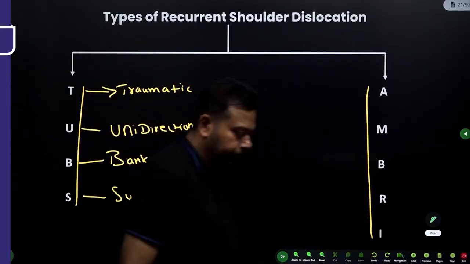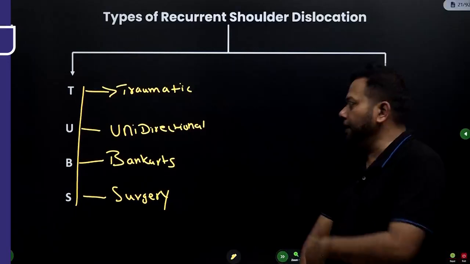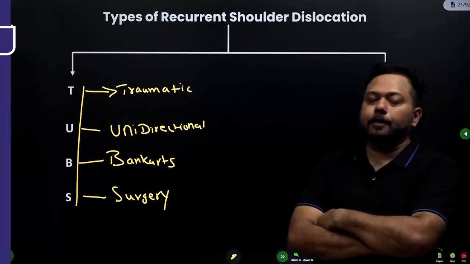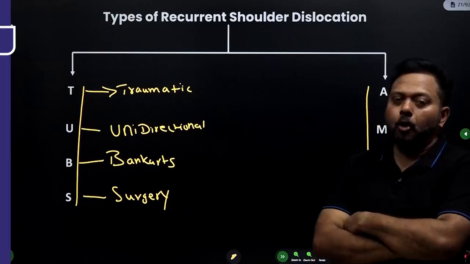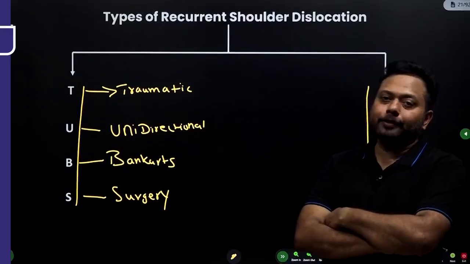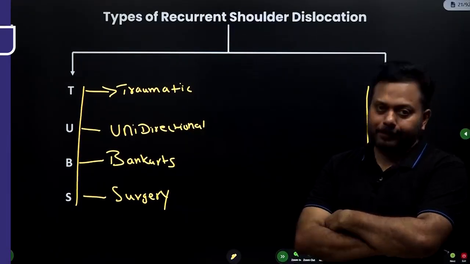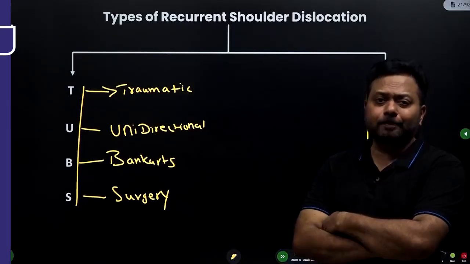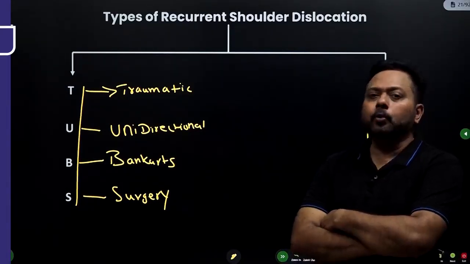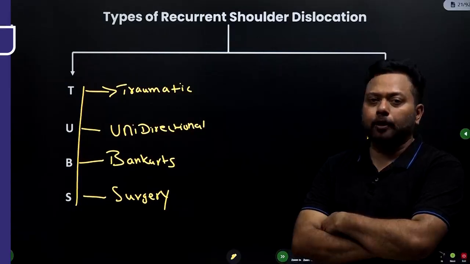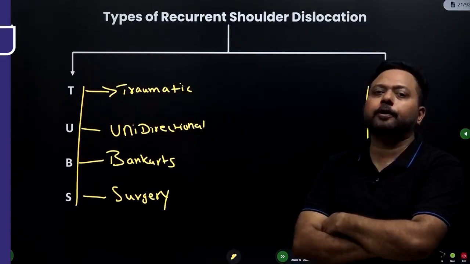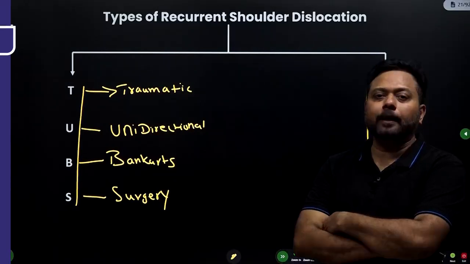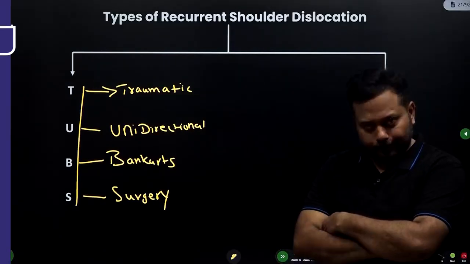What does it mean? When is it called recurrent shoulder dislocation? One time a dislocation happens, that's not called recurrent shoulder dislocation. Strictly speaking, theoretically speaking, MCQ wise speaking, what is the definition of recurrent shoulder dislocation? 3 or more dislocations within a stipulated time of 12 months is called recurrent shoulder dislocation.